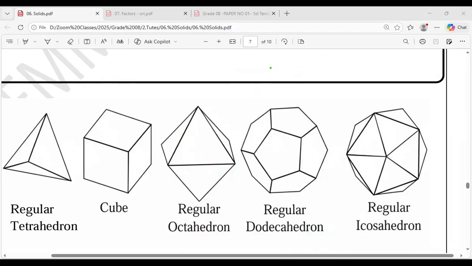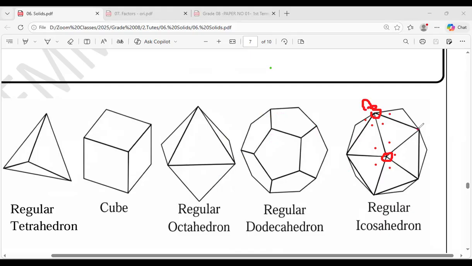Right. Then what about the icosahedron? Nice. So if we consider this vertex, how many identical triangular faces are there? 1, 2, 3, 4, 5. Right. If we consider this vertex, 1, 2, 3, 4. Where is 5? It is in the back side.